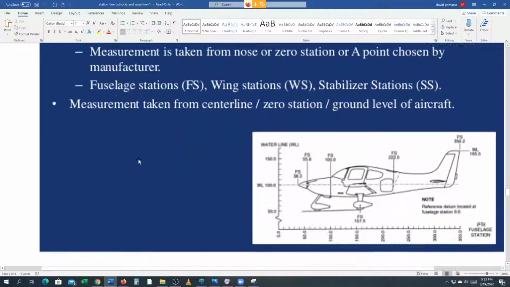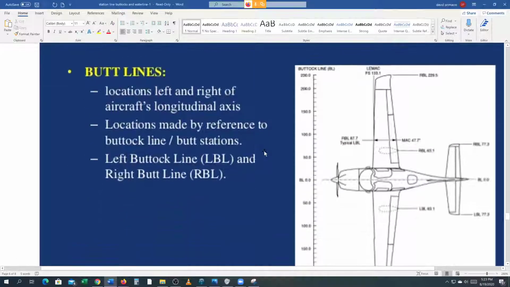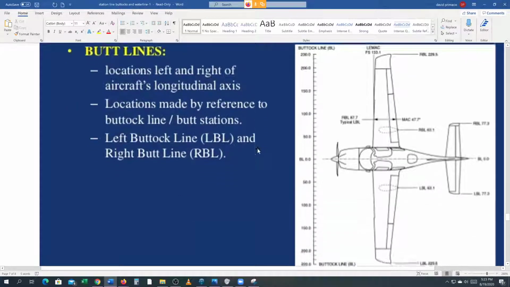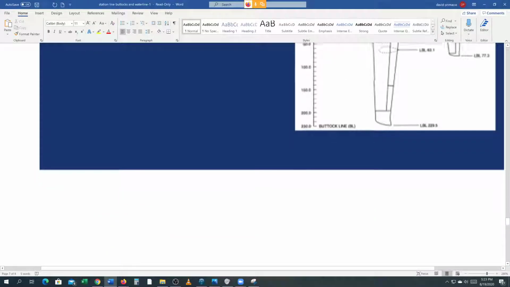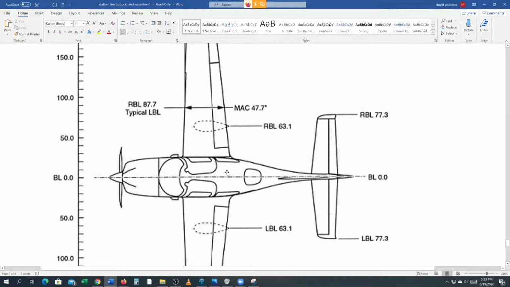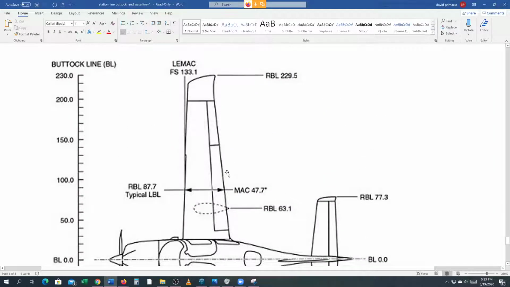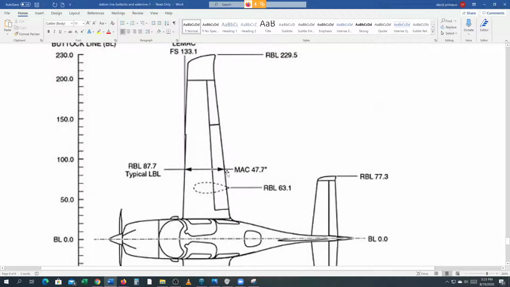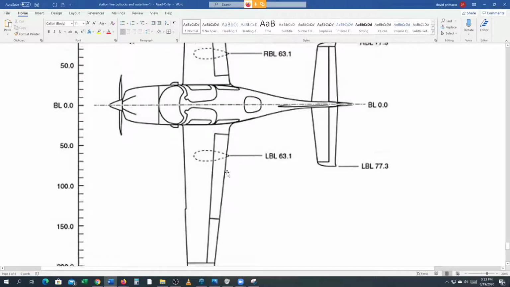So these are stations and some examples of the station cuts going from forward and aft again. And again, a definition of the buttock line. LBL is left buttock line, RBL is the right buttock line. Okay, and this is hopefully a clear illustration of your buttock lines. Just showing positive to negative, left to right side.